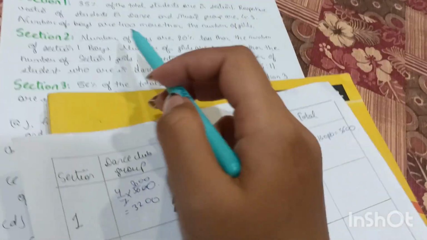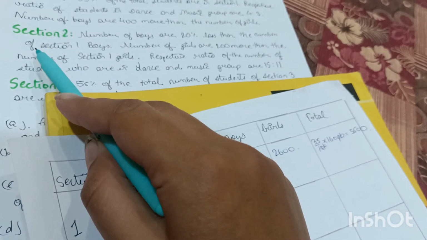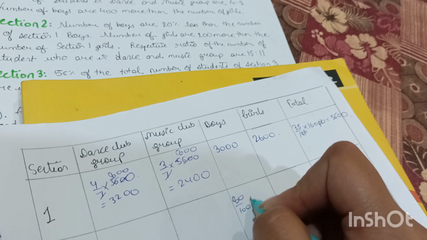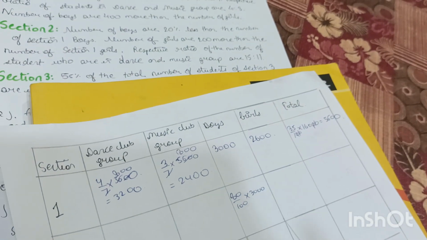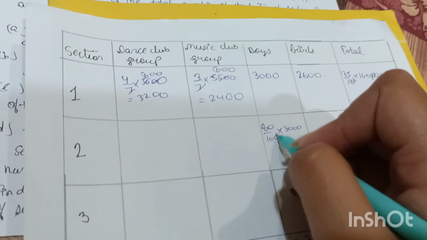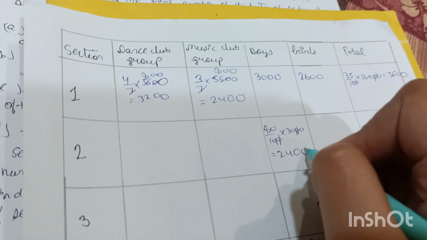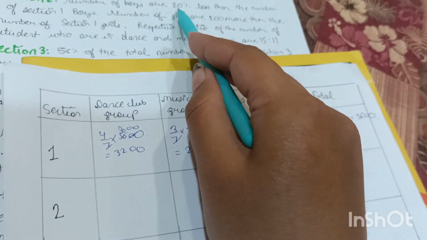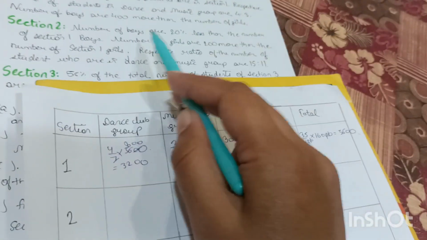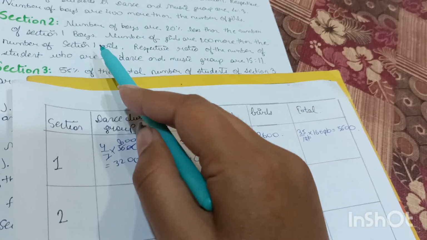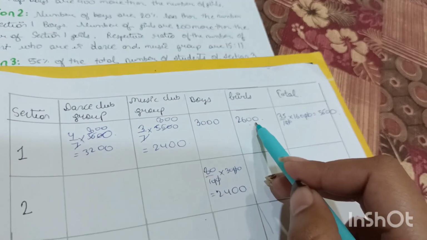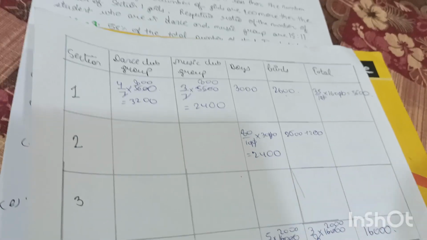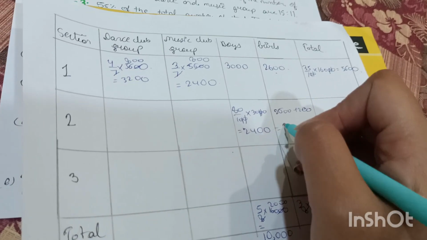So you can see number of boys are 20 less than boys in section 1. So we'll do, so solving it out, you will get the value as 2,400. Okay. So I have taken 80 upon 100 because 20% is less. So 100 minus 20 equals to 80. Okay. So now see, number of girls are 200 more than girls in section 1. So girls in section 1 is 2,600, 200 more. So when you will calculate it, you will get 2,800.